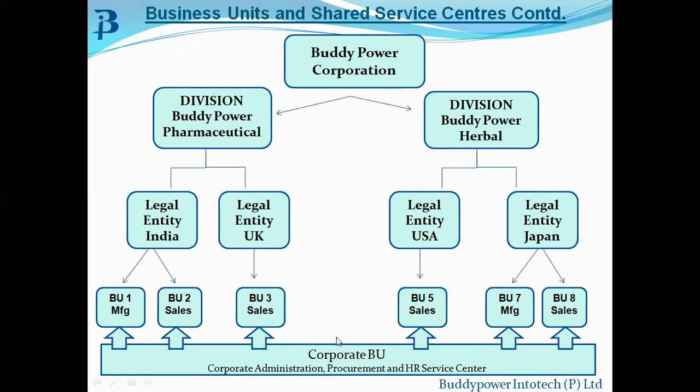This corporate BU will release salaries to your manufacturing BU employees. This corporate BU will raise a purchase requisition on behalf of your BU1 manufacturing. They will take care of the requisition part, the approval part of your purchase order, and then finally make the releases to your supplier. So you got the concept of what corporate BU does. It can take the responsibility of all your BUs.